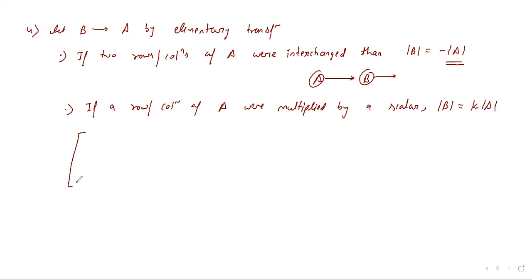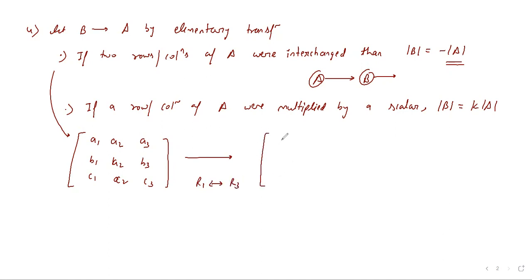So what is it saying? Let's say we have this matrix A1, B1, C1, A2, B2, C2, A3, B3, C3. This is the matrix we have. In the first case, if we interchange any two rows, let's say R1 with R3, then the resultant matrix would be C1, C2, C3, B1, B2, B3, and A1, A2, A3. Let's say this is my matrix A and this is my matrix B, then the determinant of B would be equal to minus the determinant of A.